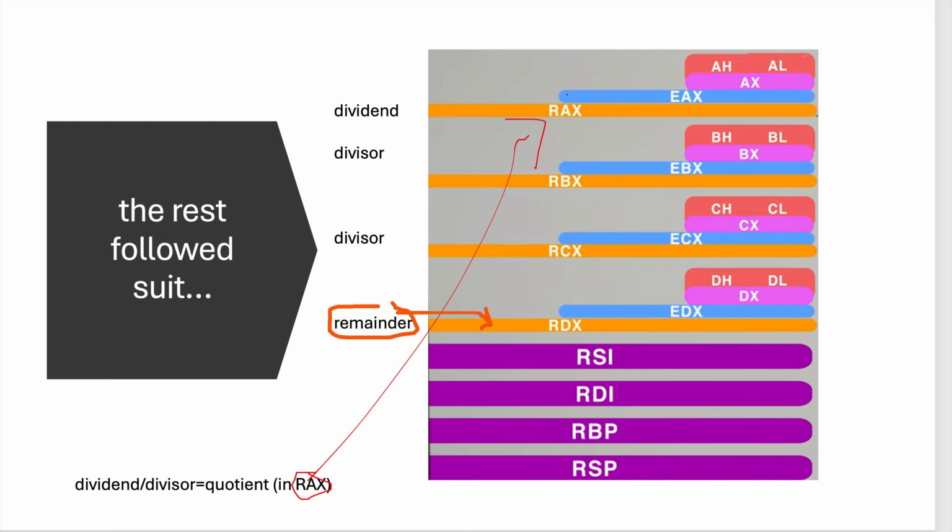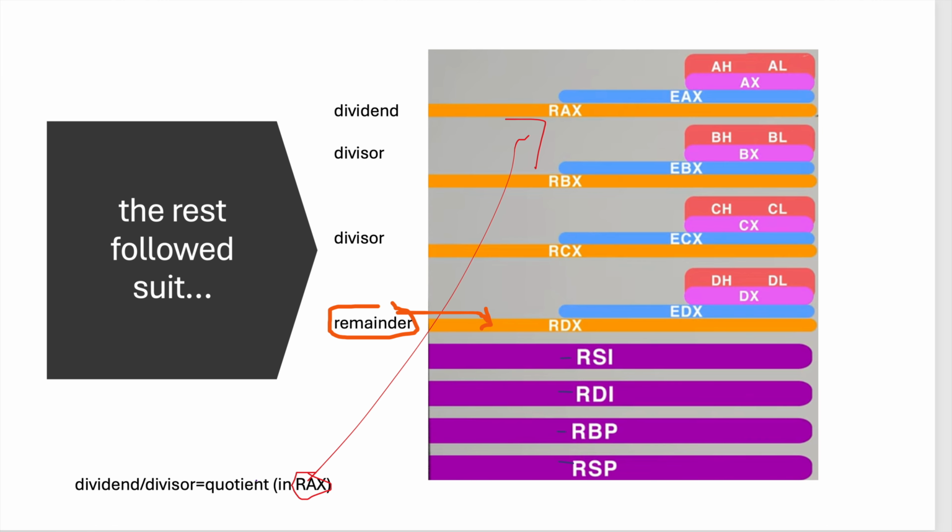So EAX becomes RAX. EBX becomes RBX. ECX becomes RCX. EDX becomes RDX. And then the rest follow suit: RSI, RDI, RBP, and RSP.